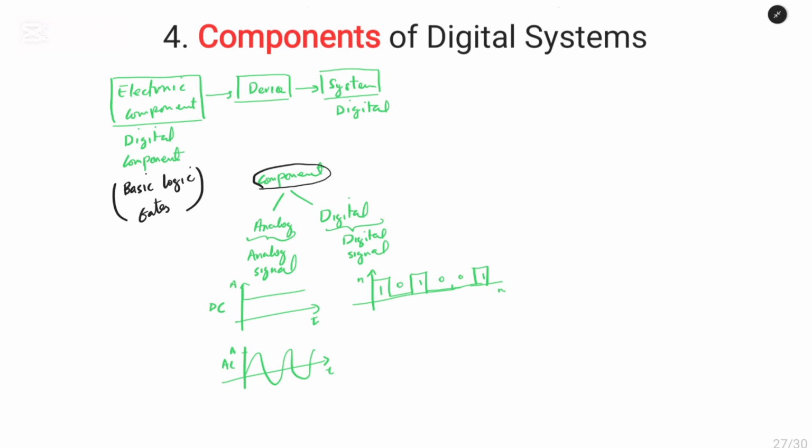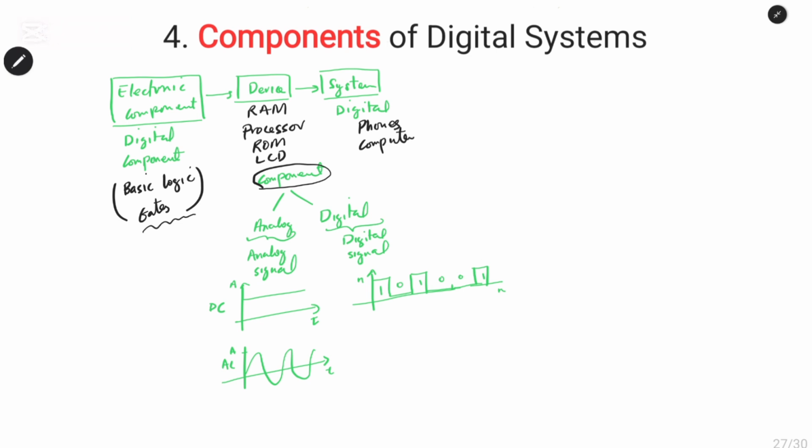For example, a device, we have the RAM, which is the random access memory, or we can say the processor, or we can say the ROM, or we can say the LCD. They are all small devices that are made from basic logic gates. When you put them together, it forms a digital system. So what is a digital system? We have previously looked at examples such as the phones, the computer. They are all digital system.